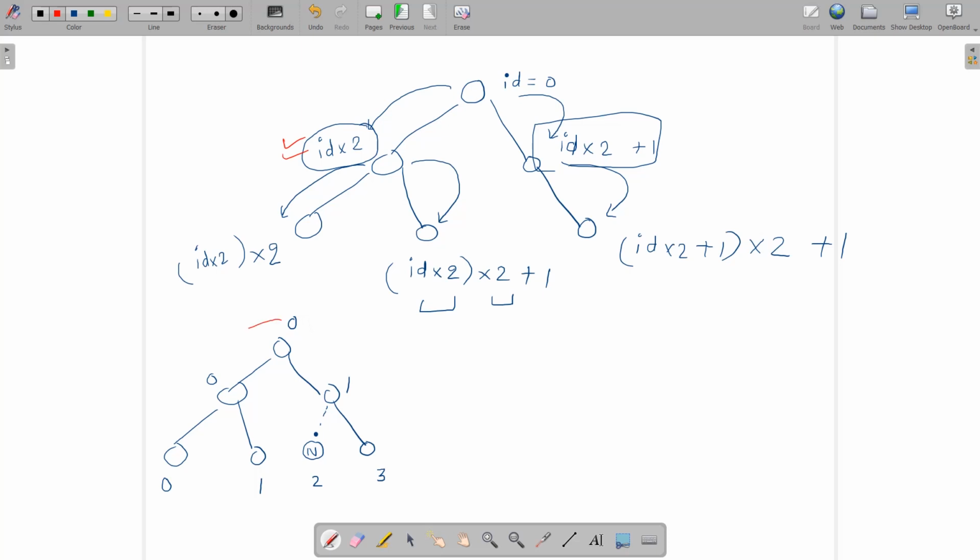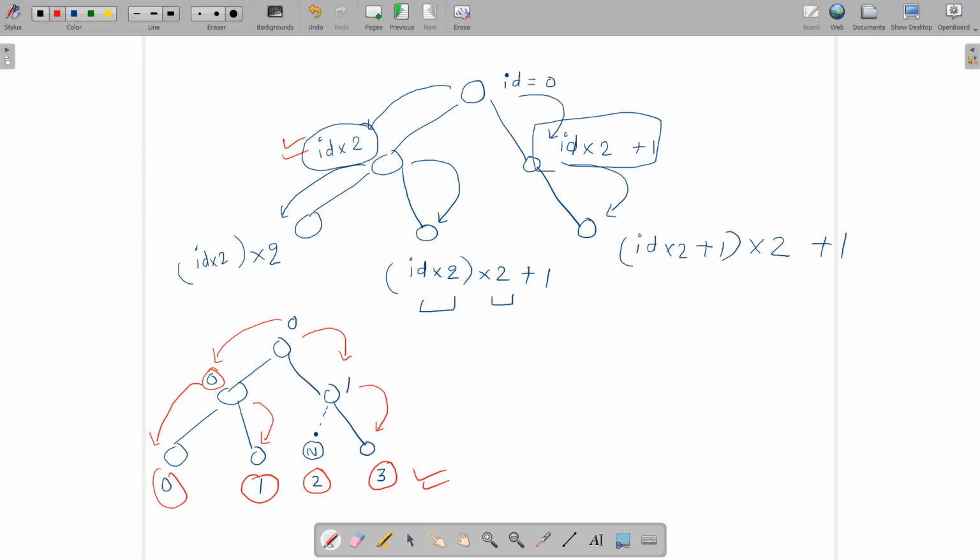You can see if I'm moving to the left child, 0 into 2 is again 0, and moving to the left child again, 0 into 2 is 0. When you're moving to the right child, 0 into 2 plus 1 is 1, correct, and 1 into 2 plus 1 is 3, which is correct. And again, if you're over here, moving to the right child, you would have 0 into 2 plus 1, which is actually 1. So all the values are correct. This is what you're going to do with respect to positioning.